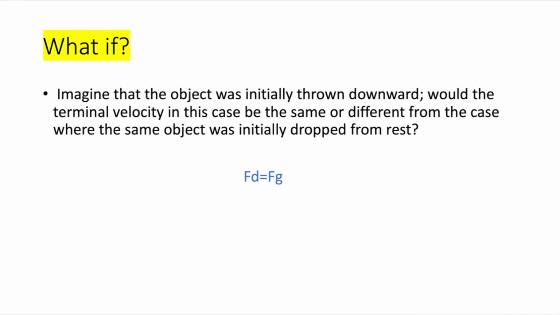So what if the object was thrown downward? Would that affect the terminal velocity? Actually, the terminal velocity is not dependent on the initial velocity because it happens when the force of the drag is equal to the force of gravity, so the acceleration is zero. Because the terminal velocity is specific to the object and not dependent on the initial velocity, it will remain unaffected and it will not change the terminal velocity at all.